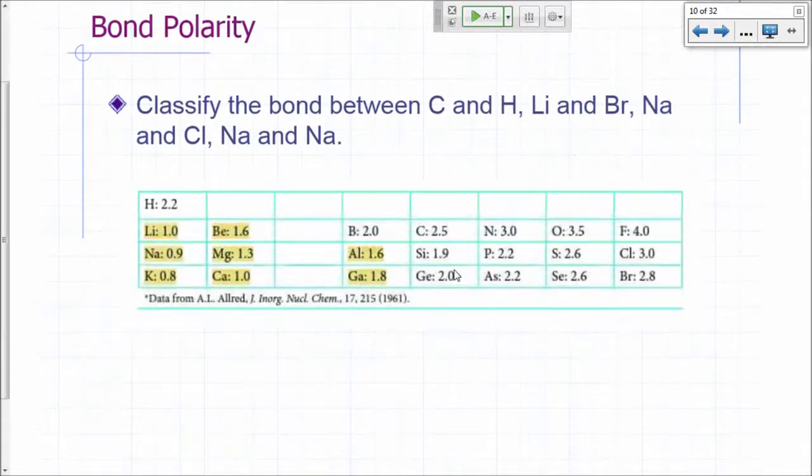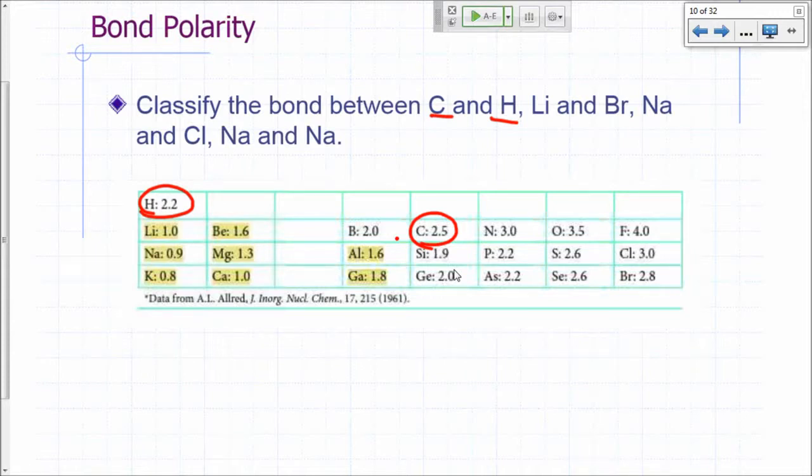So let's look at a couple of examples here. Let's classify the bond between carbon and hydrogen. You can look up tables for electronegativities. You'll find hydrogen's 2.2. Pauling originally assigned that a value of 2.2. Carbon's 2.5, although in a later paper, Pauling changed that to 2.1. So you might see 2.1 in your textbook.